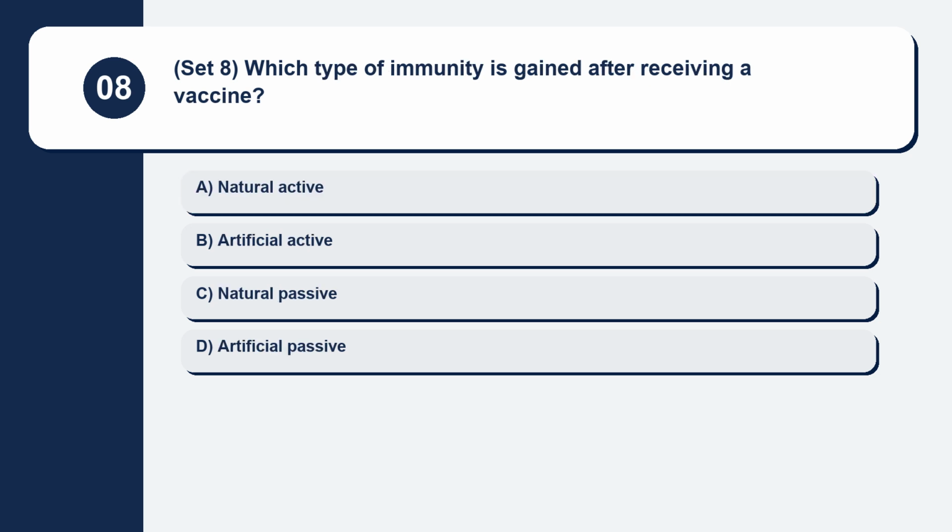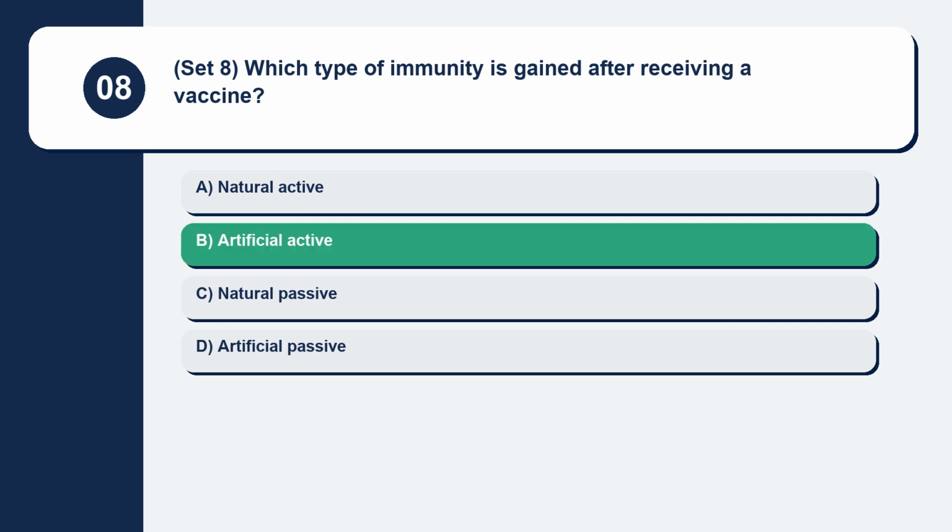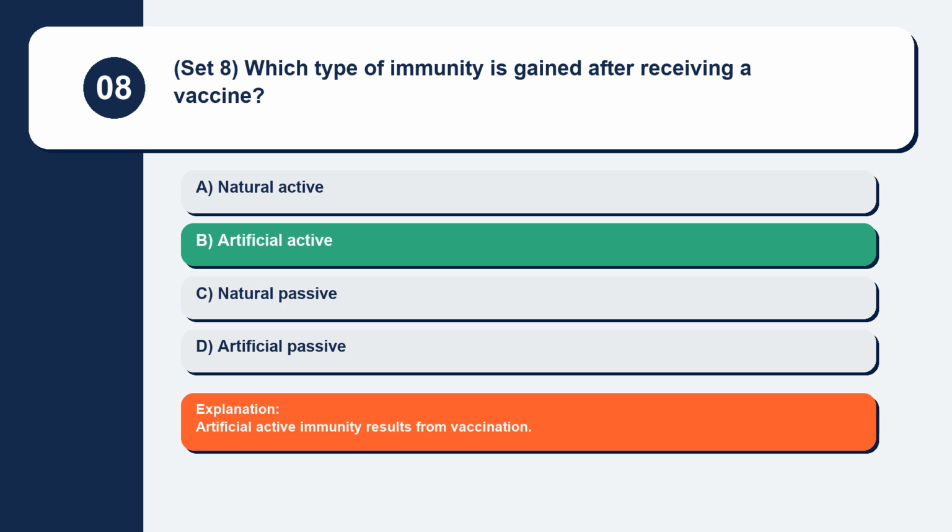Question 8. Set 8. Which type of immunity is gained after receiving a vaccine? Natural active, artificial active, natural passive, artificial passive. Artificial active immunity results from vaccination.